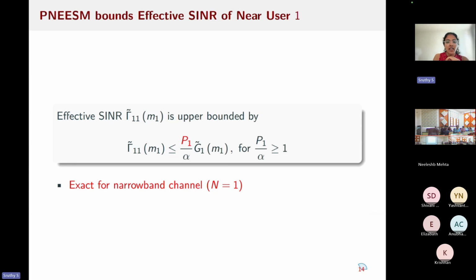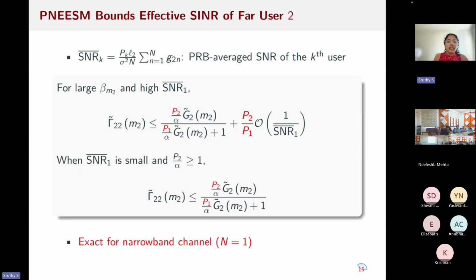So the effective SNR of user 1 is upper bounded by PNESM as follows. So this is the effective SNR, we upper bound by the PNESM expression here. And here we can show that this bound is exact for the narrowband channel, where the number of physical resource blocks is 1. Similarly, the effective SNR of user 2 can be upper bounded using PNESM as follows.